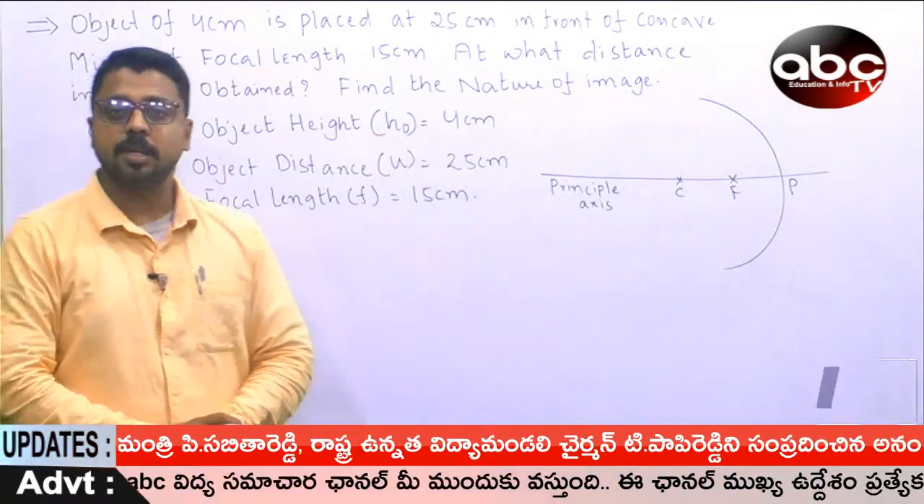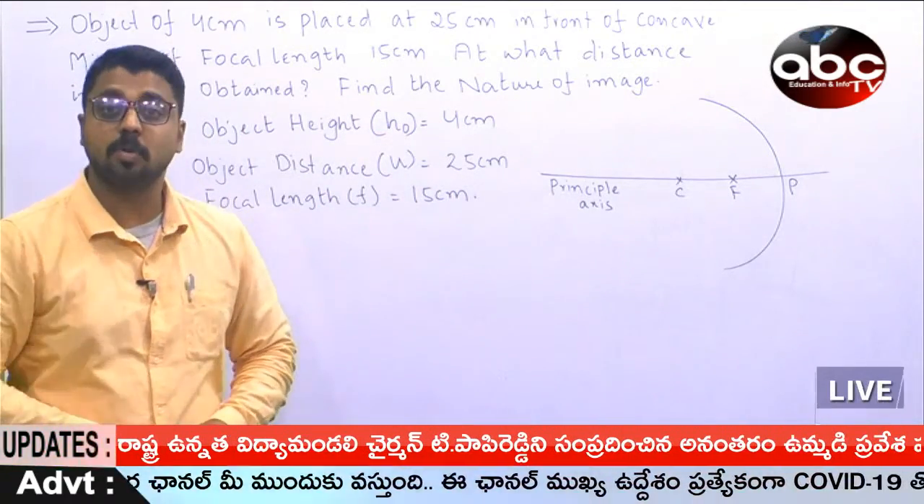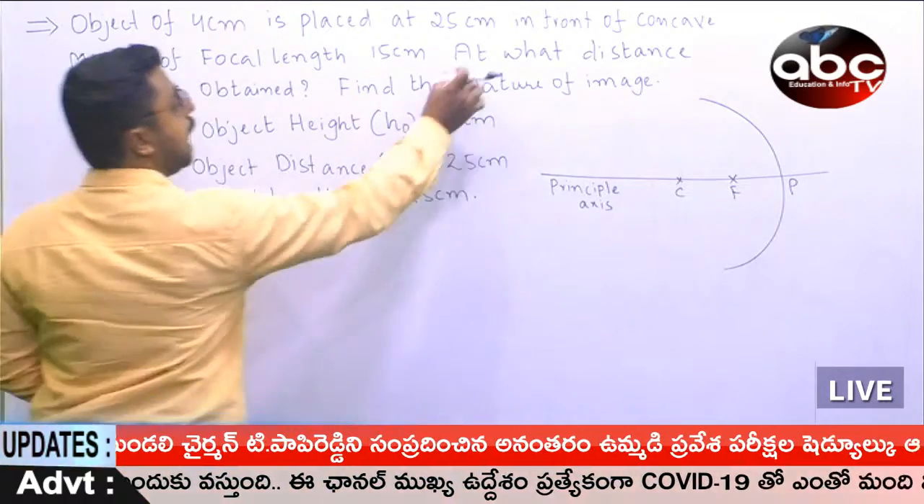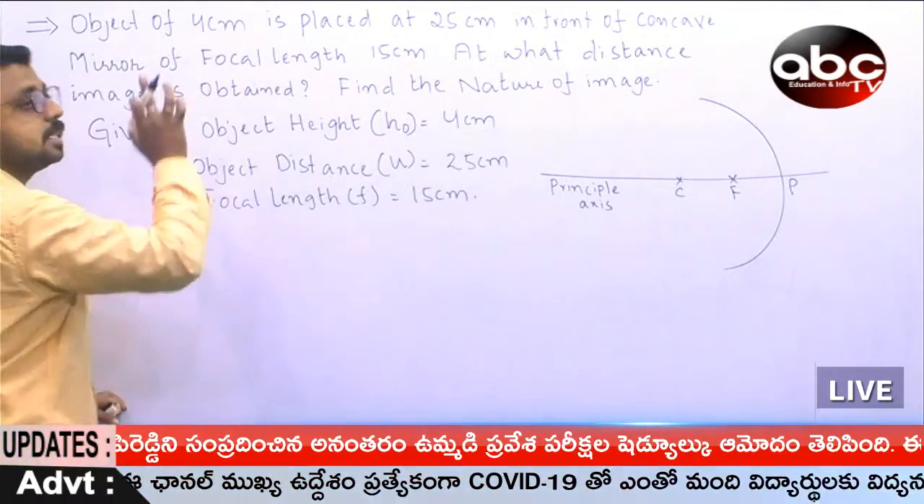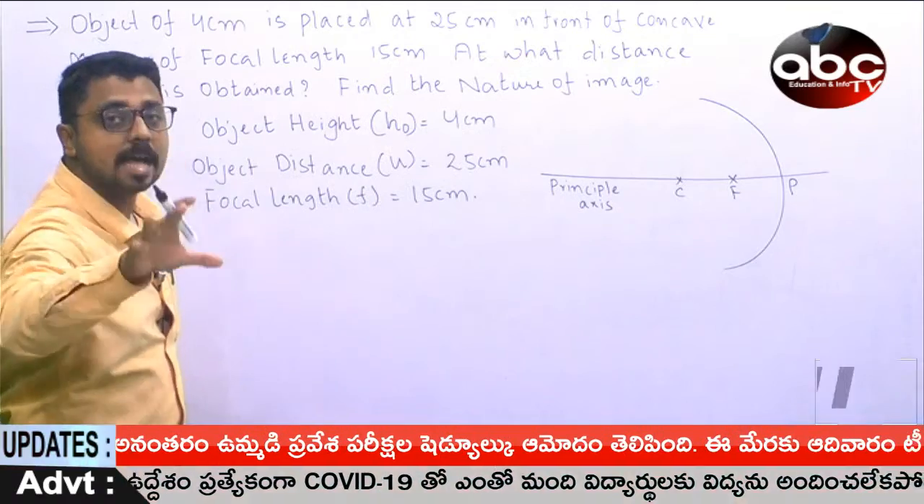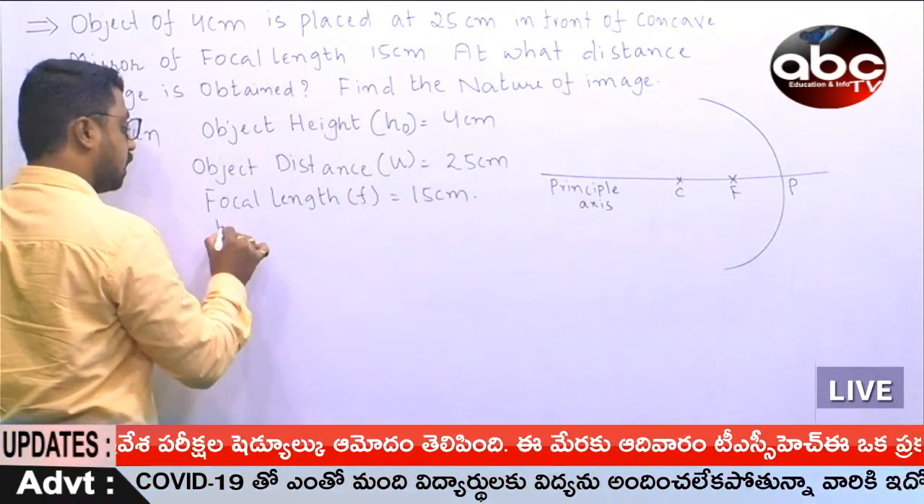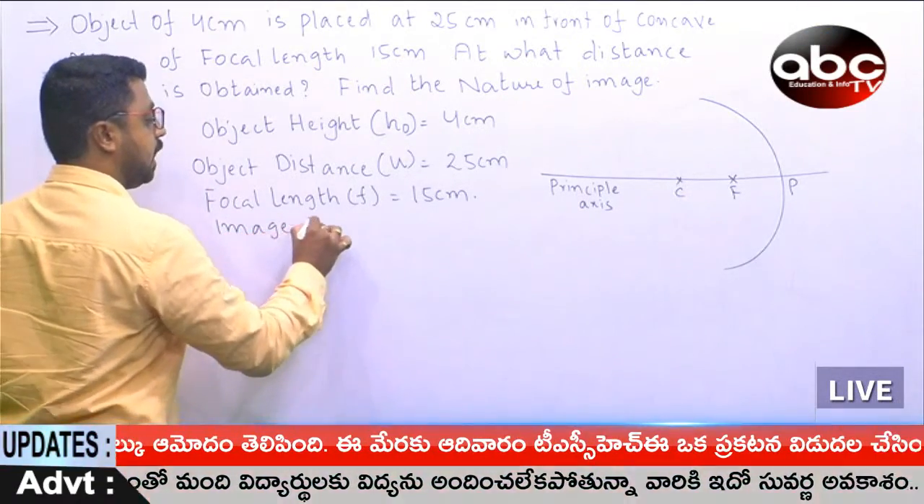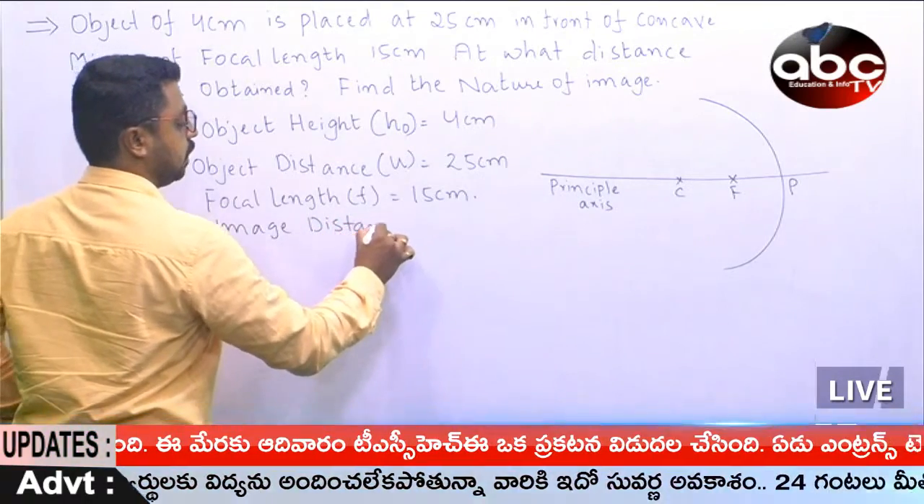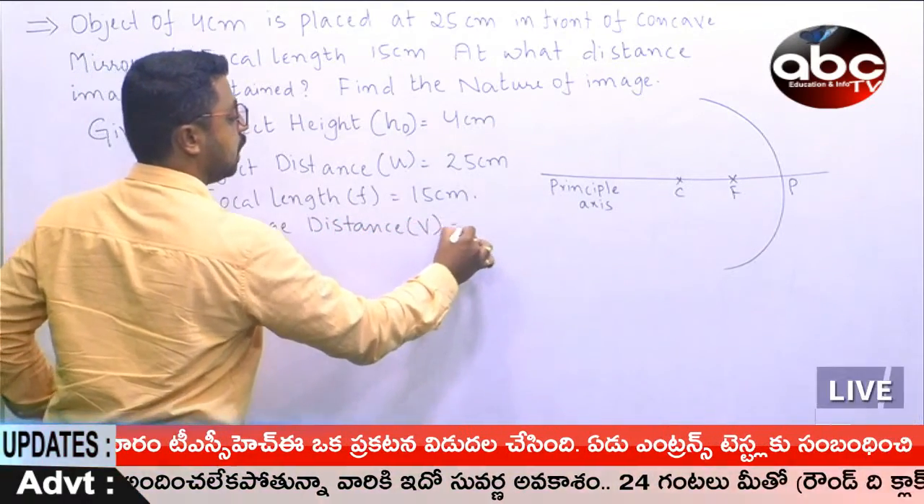So in this question, you have been asked for 2 parts. What are the 2 parts? That is, at what distance is the image formed? Simply, he is asking to find the image distance.